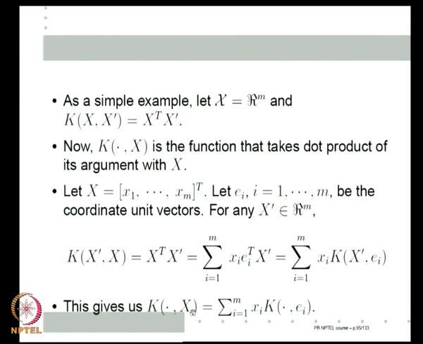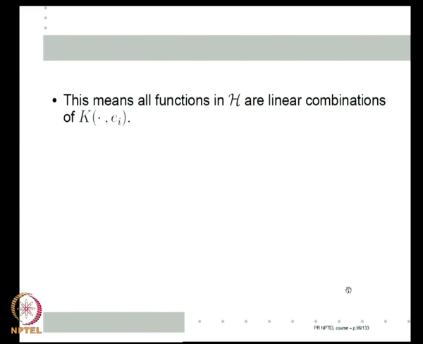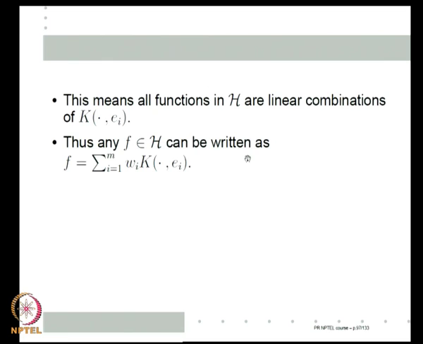So, for any arbitrary x, the kernel function centered at x can itself be written as a linear combination of these m specific kernel functions K(·, e_i). That means every K(·, x) can be written as a linear combination of K(·, e_i), which means any linear combination of K(·, x) for different x's can once again be rewritten as a linear combination of K(·, e_i). So, all functions in H are simply linear combinations of K(·, e_i), and for i = 1 to m there are only m such kernel functions. Every other function in H can be written as a linear combination of these, which means any f can be written as the sum over i = 1 to m of w_i K(·, e_i).